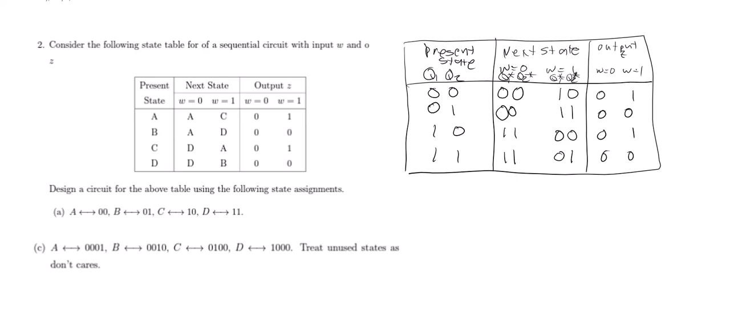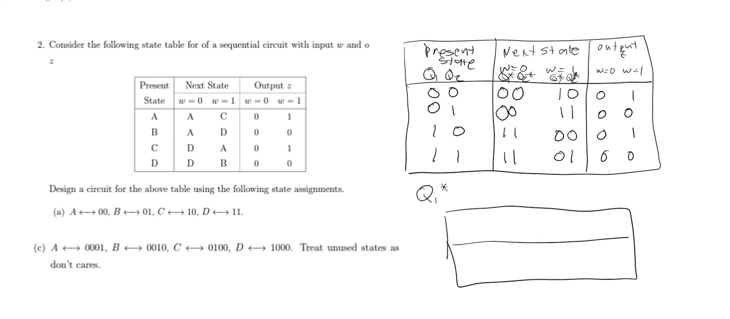So let's figure out what our circuits are going to look like. So I'll start by doing Q1 star. And my inputs are Q1, Q2, and also W: 0, 1, 0, 0, 0, 1, 1, 1, 1, 0. So W equals 0. Now this is Q1 star, so that's just this first column.